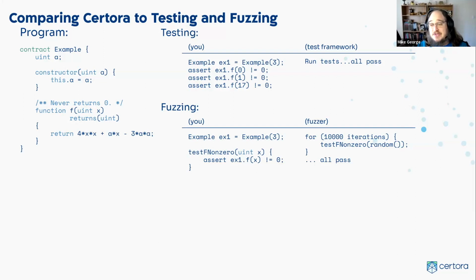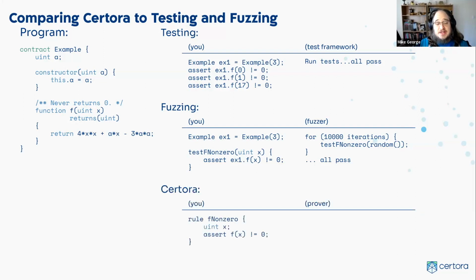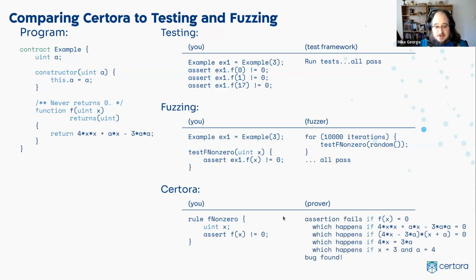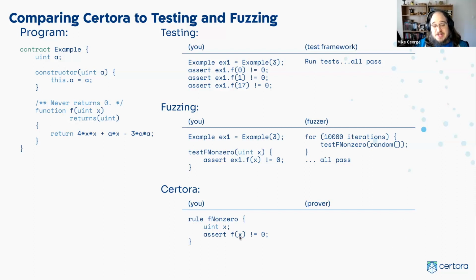Let me compare that to how Certora would do it. In Certora, the interface looks actually very similar to how you would write fuzzing tests, right? Here I've moved the int x down out of the arguments, and I've written the word rule instead of function. But it's basically the same thing. We take an integer x, we plug it into f and compare it to 0, and the goal is that this should never be false.